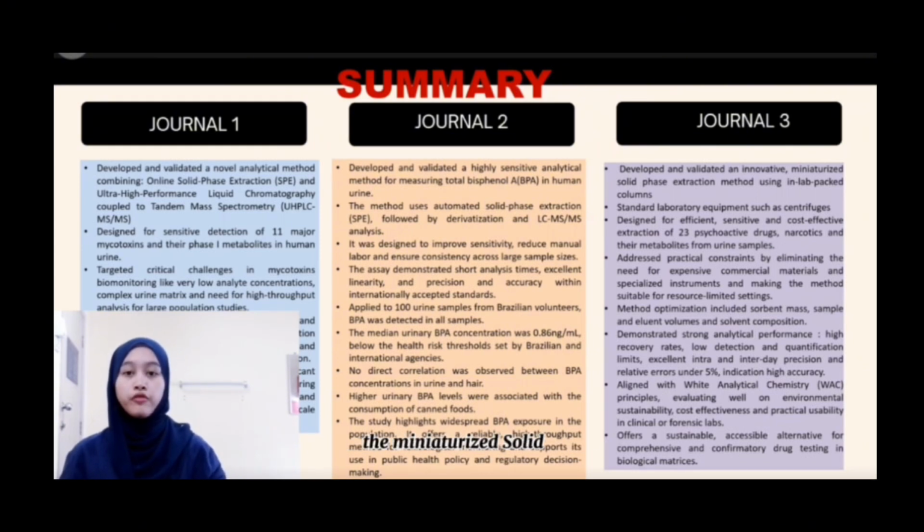The miniaturized solid phase extraction method has broad applicability in both clinical toxicology and forensic science, offering an accessible and sustainable alternative for comprehensive drug analysis in biological samples.